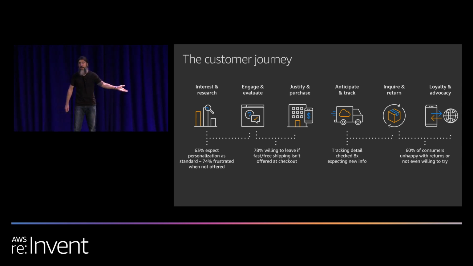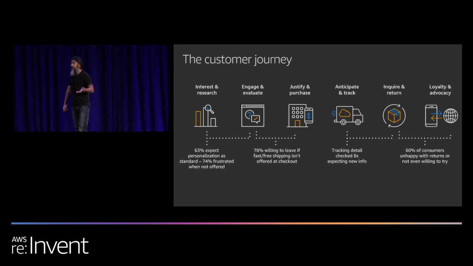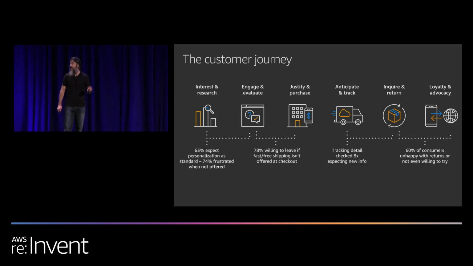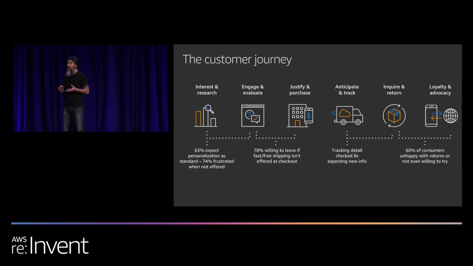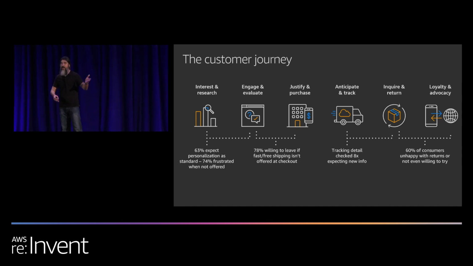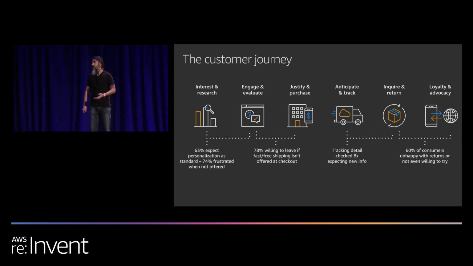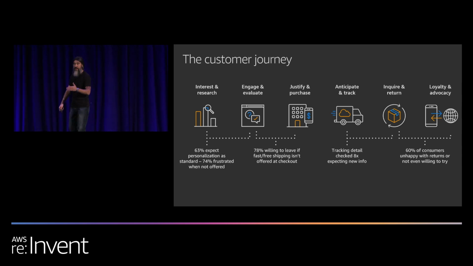And there's the second important key point. If you offer free shipping and fast shipping, this will make a difference in your business. Almost 80% of your customers will leave your platform if you don't offer these features to them, okay? After that, they will purchase the item, and the next step is tracking. On average, they will look 8 times at the tracking process to see at which step their purchases are. So you need to give as much information as possible to your customers in order to make them happy with the process and the experience.